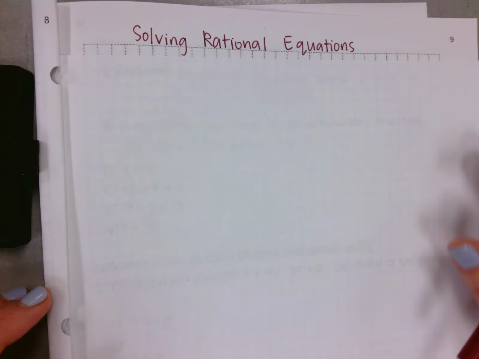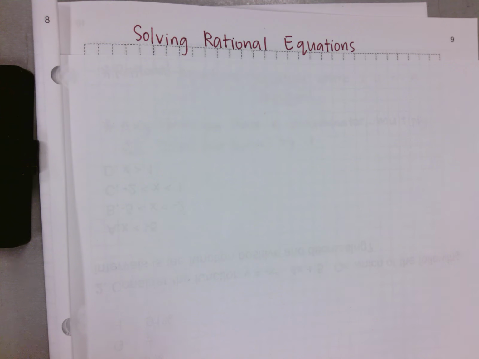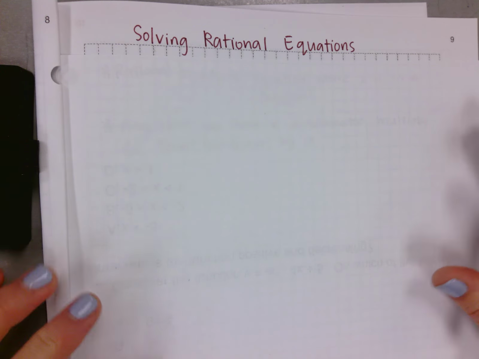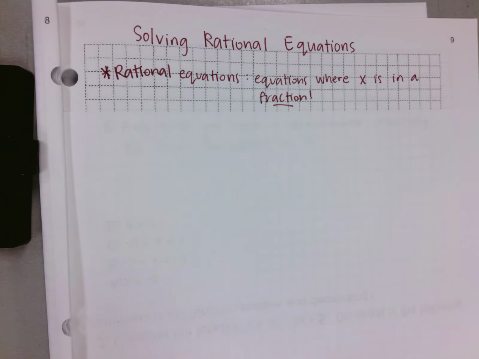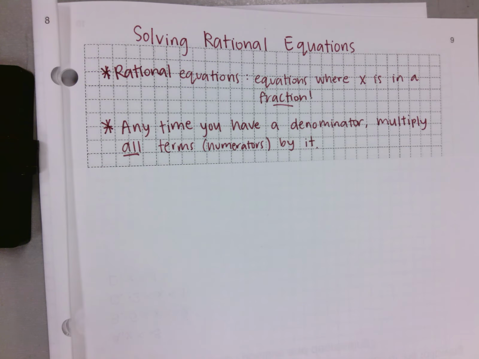All right, today's topic is solving rational equations, so make sure you've titled your notes. A rational equation is any time that x is in a fraction. When you have a denominator, right, so fractions have numerators the top and denominators the bottom, you can rewrite it by multiplying through all terms by it.